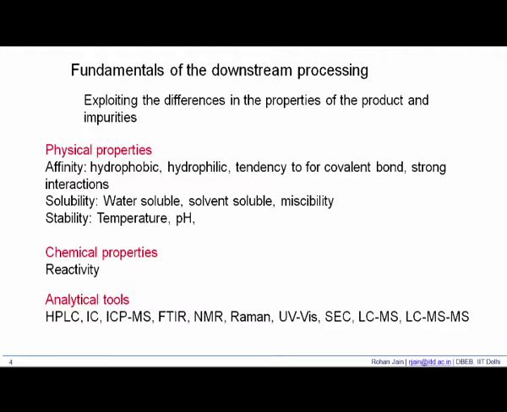Okay. So, the takeaway message from this slide is this: you need to know the properties of your product, and at the same time the properties of your contaminants. You can evaluate the difference between these two sets of properties, and then use these differences to separate the compounds. Okay. So, that is one thing. The second thing is, how do you know these properties?